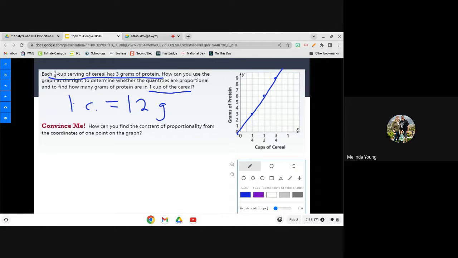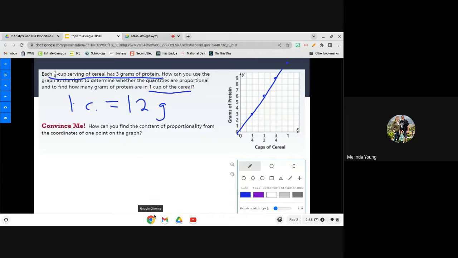Now, how can you find the second part? It says, how can you find the constant of proportionality from the coordinates of 1 point on the graph? Here's the biggest trick. Whenever X is 1, whatever Y is is your constant of proportionality. So in this case, it's going to be that 12 for us here. Kind of goes off the grid a little bit here.